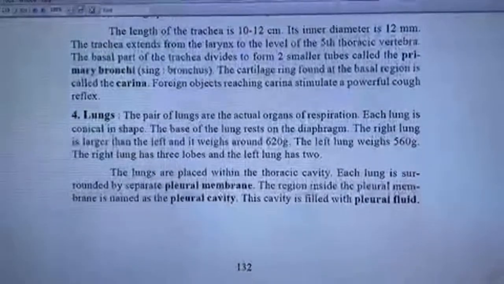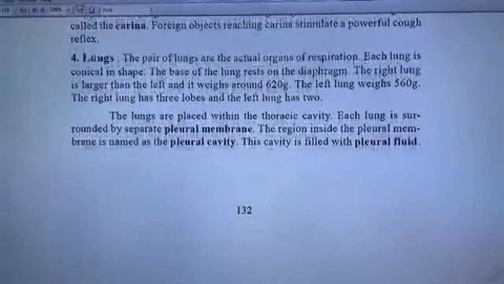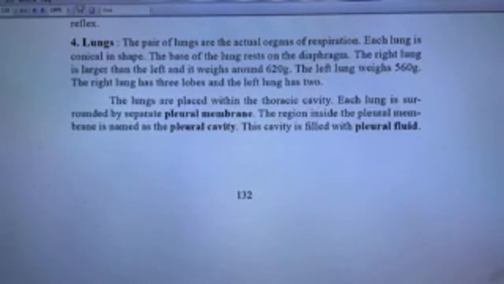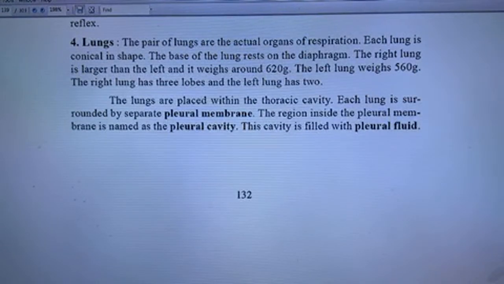Lungs. The pair of lungs are the actual organs of respiration. Each lung is conical in shape. The base of the lung rests on the diaphragm. The right lung is larger than the left. It weighs around 620 grams. The left lung weighs 560 grams. The right lung has three lobes and the left lung has two.